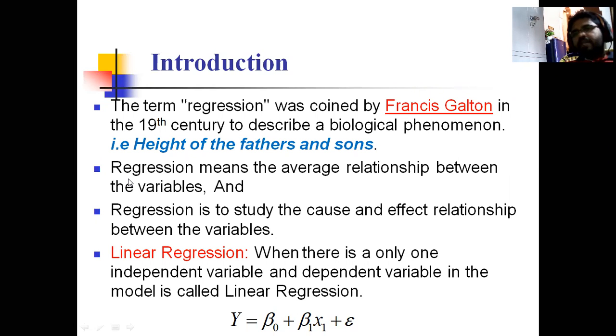So what is meant by regression? Regression means the average relationship between the variables. And what is the average relationship? It is how much average change in one variable is caused by changes in another variable. That we can come to know by studying regression.